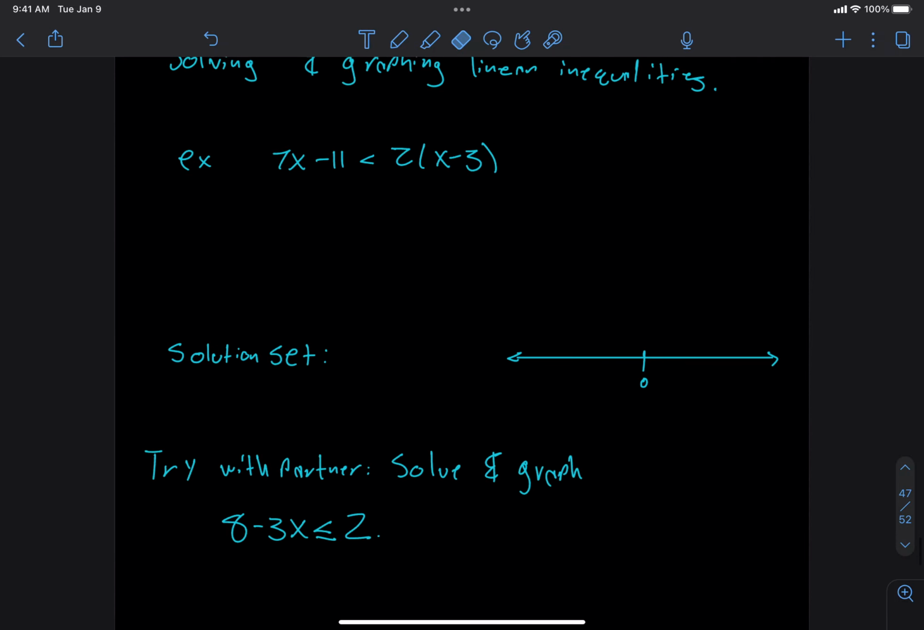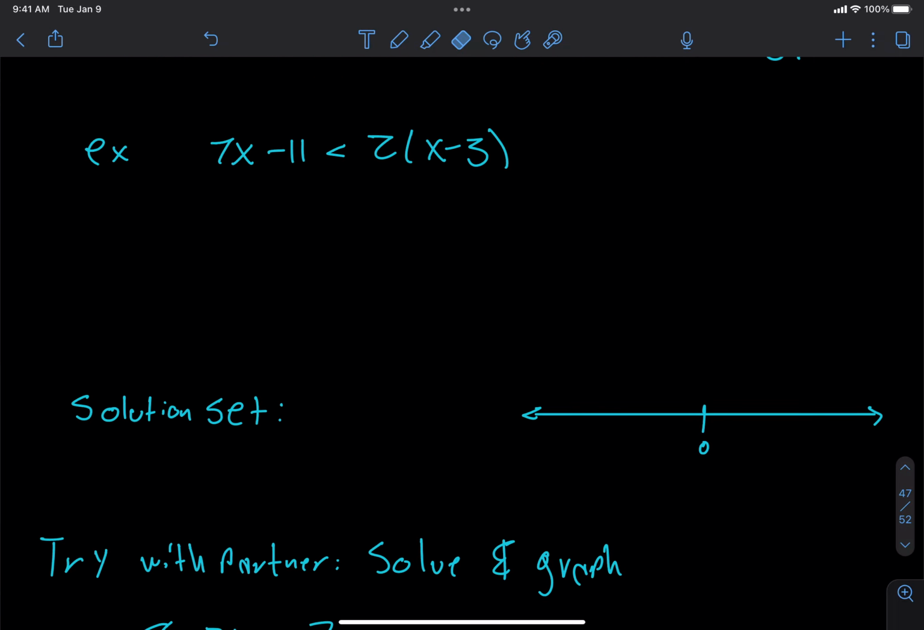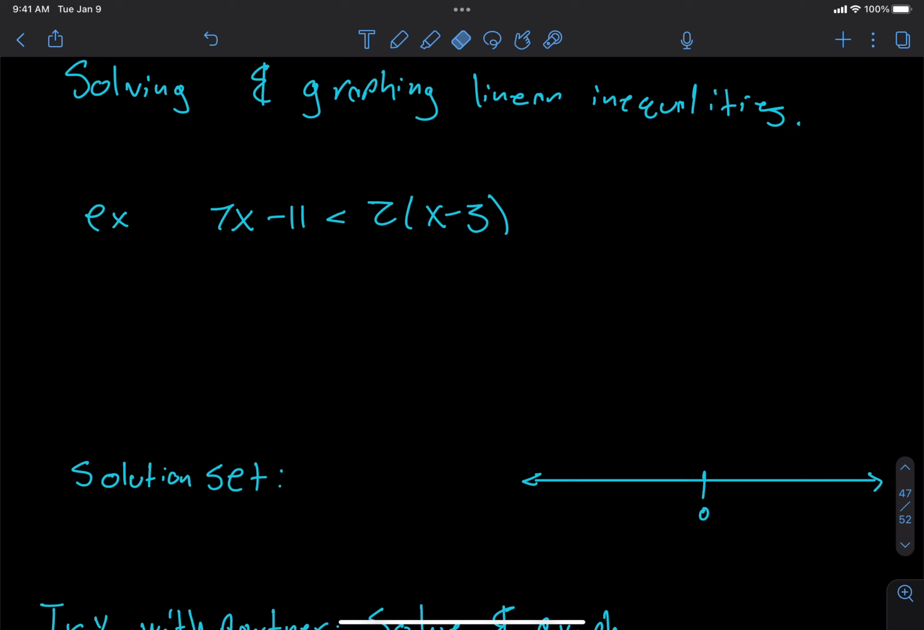All right, so let's talk about how to solve and graph linear inequalities. Okay, so what do I mean by linear? By linear, I mean that the highest power of x is 1. If I had an x squared floating around, what would I call it? Not linear, but quadratic, right? That's what I call equations involving squares. Okay, but I don't have any squares, so this one's linear. So let's see how we solve it.